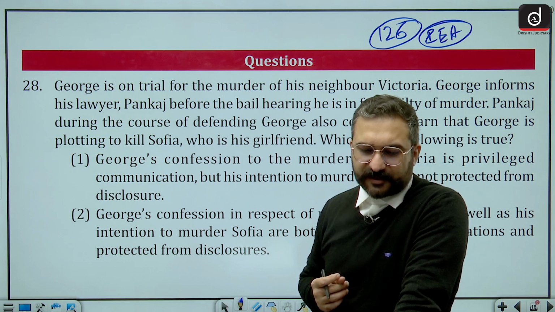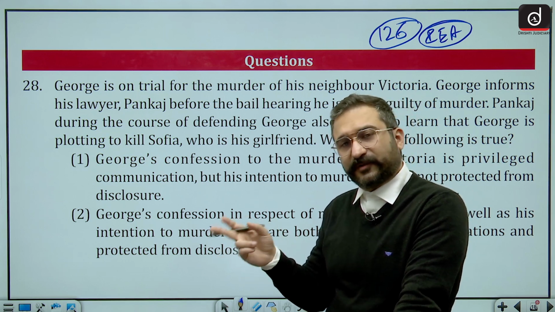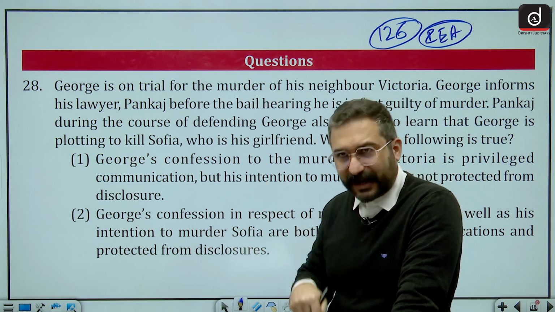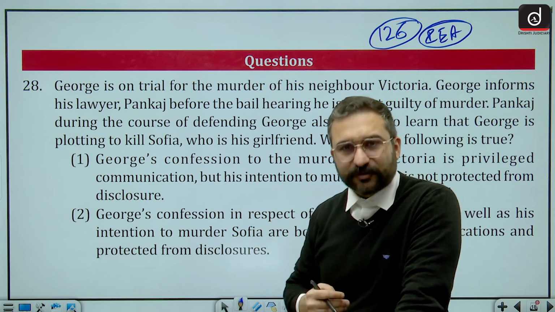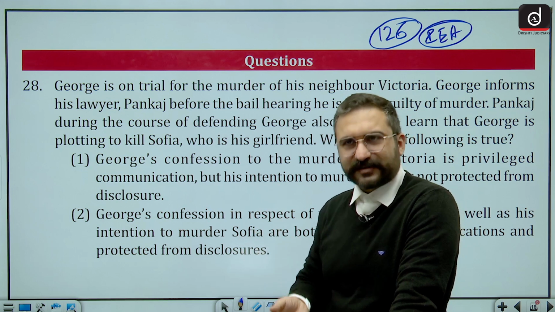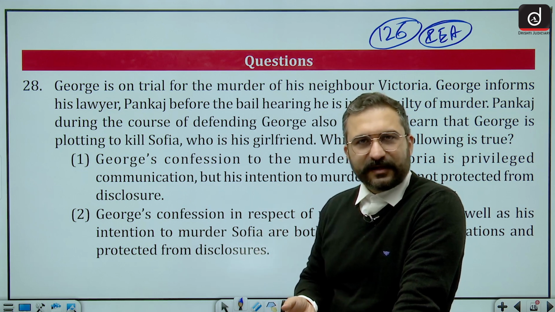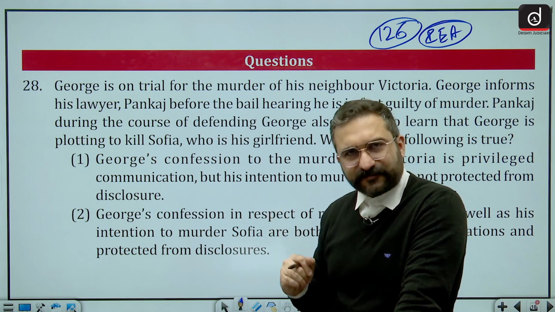To disclose any communication made to him in the course and for the purpose of his employment. What is in the course and purpose of his employment? Because he is hired as such for the purpose of giving counseling, and for counseling he has to be told the truth. And if he will go and depose before the court that I have heard this, because that is a confession extrajudicial. If your client is speaking before you that he has committed the crime, that is a confession.